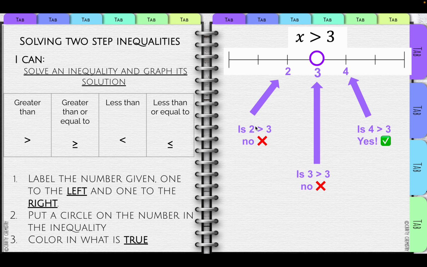And then is 2 greater than 3? Also no, 2 is less than 3. So we're going to draw an arrow pointing to all the numbers that would be greater than 3. It's going to be an arrow pointing to the right because 4 would be greater than 3, 5 would be greater than 3, 6 would be greater than 3. So this arrow means that any number in this direction on the number line is going to be greater than 3.